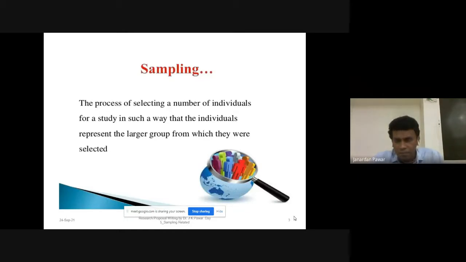33% minimum, this is the minimum number. 33% of the total population is expected as a sample size. This one is a standard expectation, I'm telling.